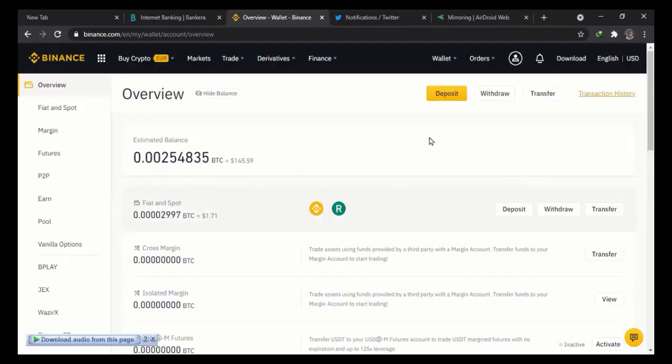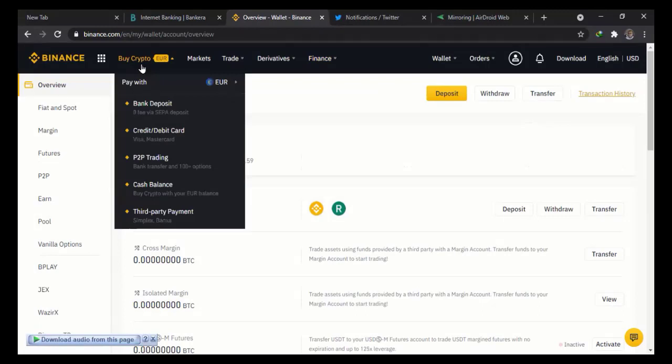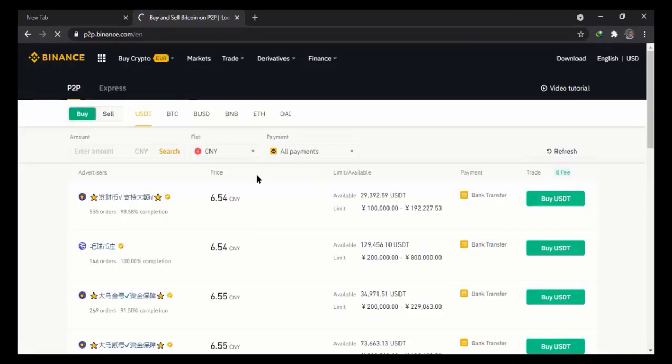So next thing I'm going to do is go to the peer-to-peer trading. So you simply come here under buy crypto, and you're going to click here on peer-to-peer trading. Okay, so by default, it shows you Chinese yuan, but I can't trade Chinese yuan. So I'm just going to click here on all payments.